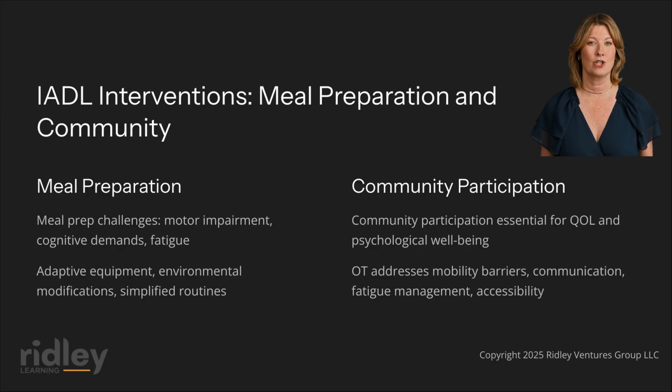engagement. Interventions may address mobility challenges in community settings through assistive device selection and training, communication difficulties in social situations through strategy development and practice, fatigue management for community outings through activity pacing and energy conservation, and identification of accessible venues and activities that accommodate current functional abilities. Maintaining social connections and meaningful activities is essential for psychological well-being and may help sustain motivation for ongoing rehabilitation engagement.